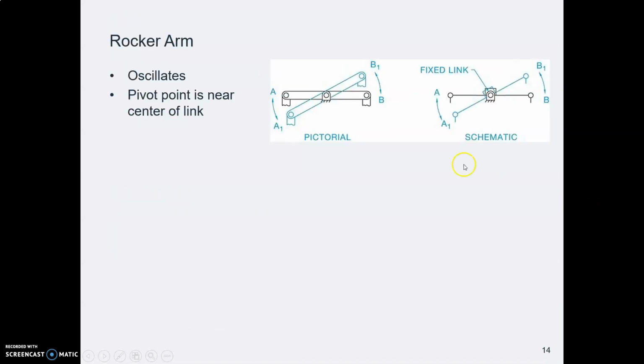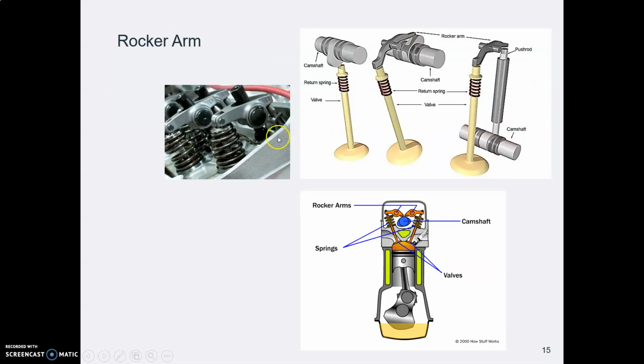like that. Here is, these are out of our book, here is a pictorial drawing of a rocker arm. This is what the schematic looks like. You may have encountered a rocker arm in a car engine that is connected to the valves, makes the valves go up and down.